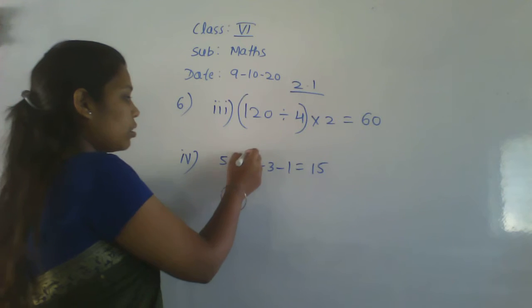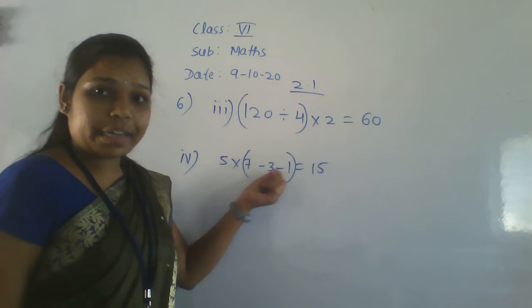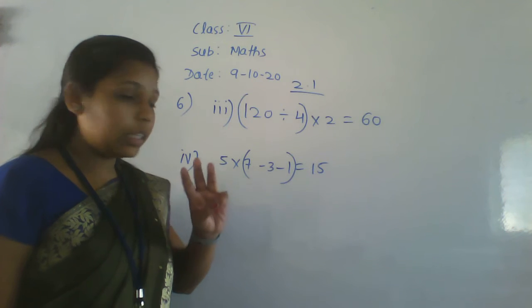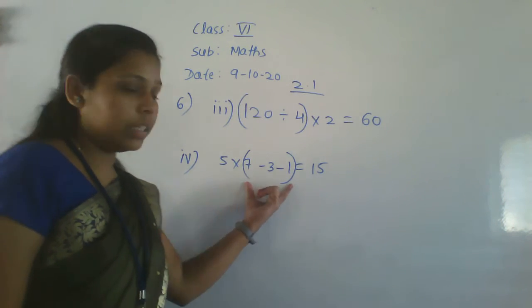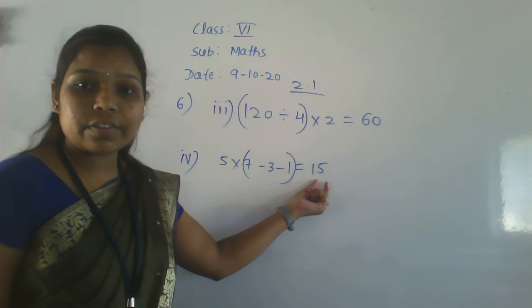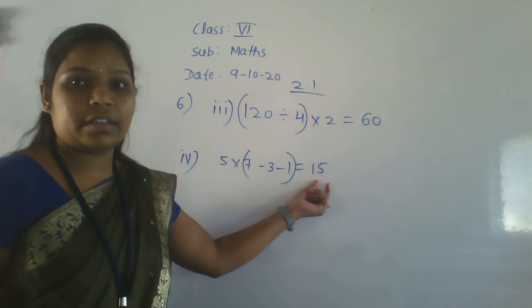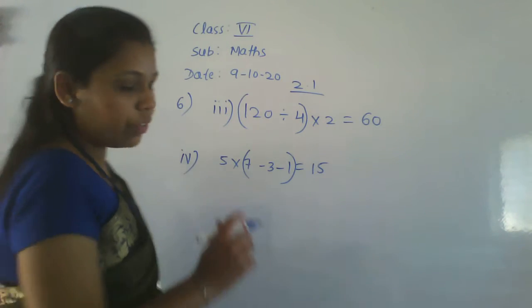Right? So first put the bracket for this one. 7 minus 3 is 4, 4 minus 1 is 3, 3 into 5 is 15. So put the bracket for this one. Then only we will get the answer as 15. Otherwise we will not get the answer as 15 here. Getting the point? Okay, go for the next one, that is the fifth one.